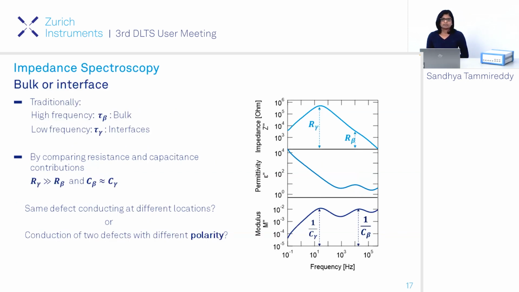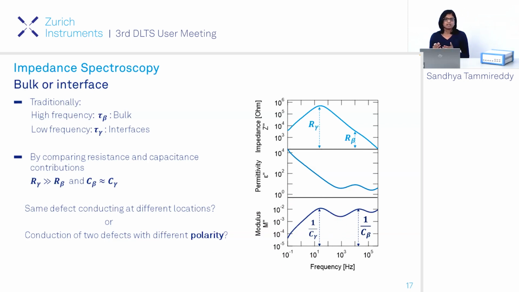In addition, these three representations not only allow you to understand the defect origin, but also help you to locate the defects, whether they are located in the bulk or the interface. Traditionally, this is done by comparing resistance and capacitance contributions involved in your spectra. If you compare both peaks here, they have 2 orders of magnitude difference, which means their resistivities are different. In the bottom plot, modulus, which is proportional to 1 over C, so in other terms, capacitance, and if you compare the peak heights there, they're almost identical.